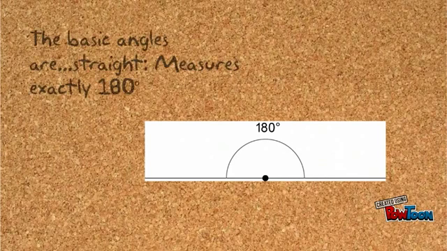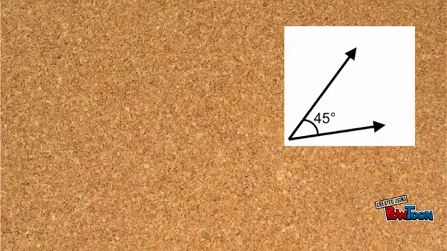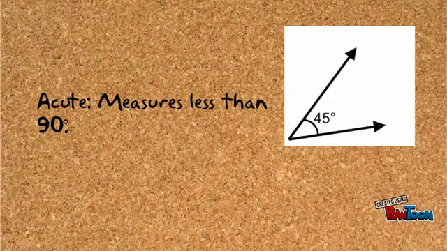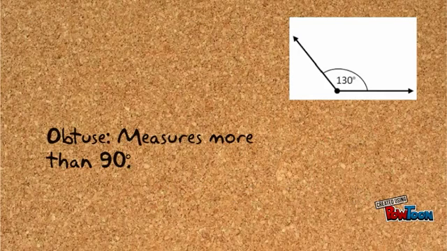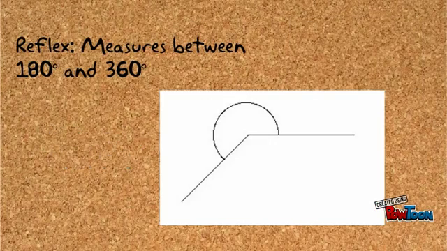The basic angles are: straight, measures exactly 180 degrees; acute, measures less than 90 degrees; right, measures exactly 90 degrees; obtuse, measures more than 90 degrees; reflex, measures between 180 and 360 degrees.